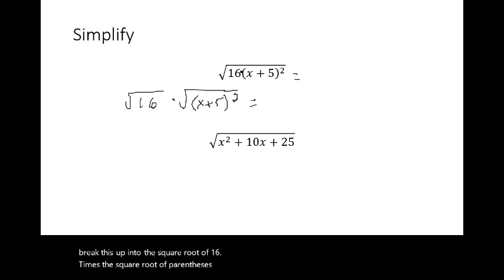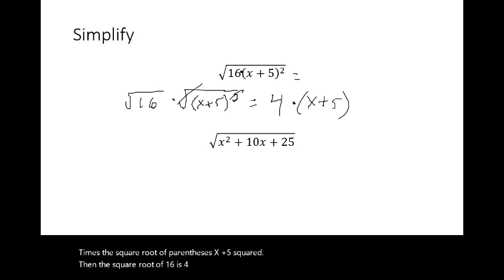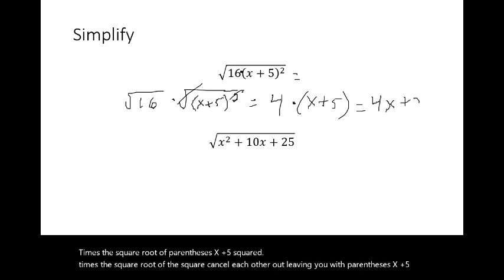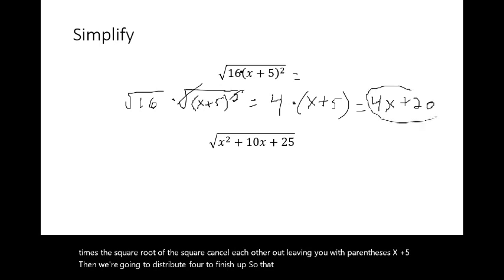Then the square root of 16 is 4, times the square root and the square cancel each other out, leaving you with parentheses x plus 5. Then we're going to distribute 4 to finish up, so that will give us 4x plus 20 as our final answer.